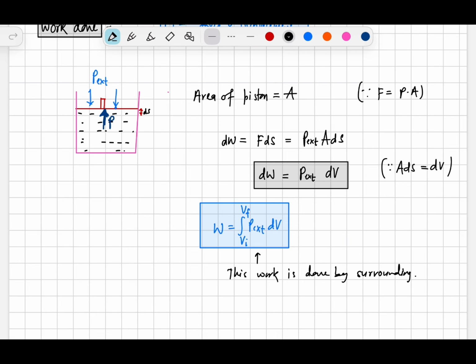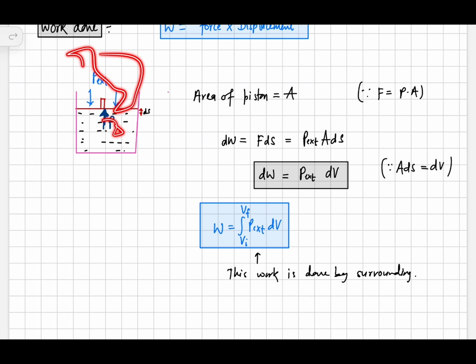Surrounding means anything that is outside this gas, because the gas is the system, right? And we have seen the definition of surrounding is something that is not the system. Everything outside the system is called surrounding. So whatever was outside the gas is the surrounding. That is the work done. Sorry, that surrounding is doing the work done here, right?